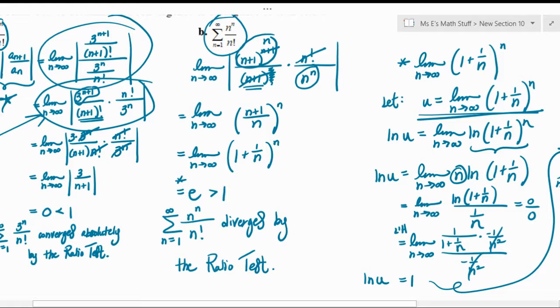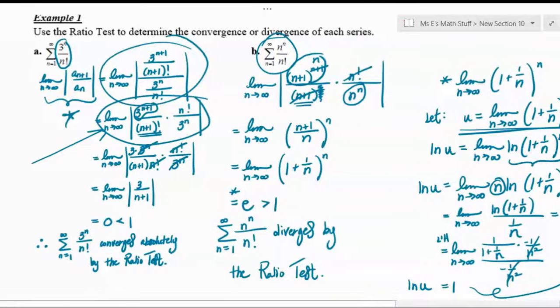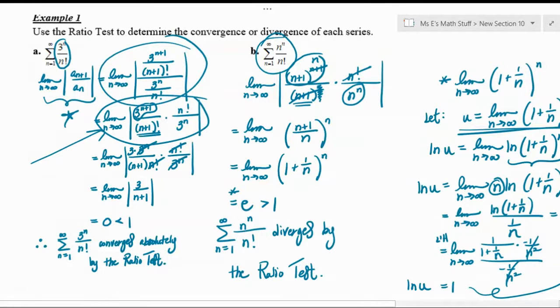For now, that's what you need to know about the ratio test, is just how to use it to determine whether a series converges or diverges. And so you've got an example of both here. Remember, if you get exactly 1, then the test is inconclusive and you'd have to try something else. There you go.